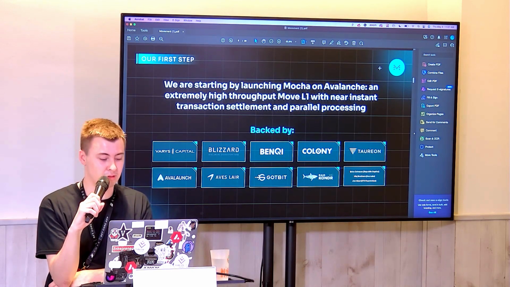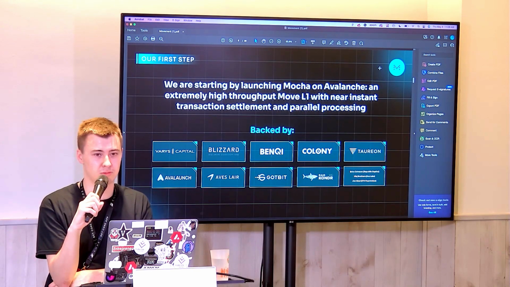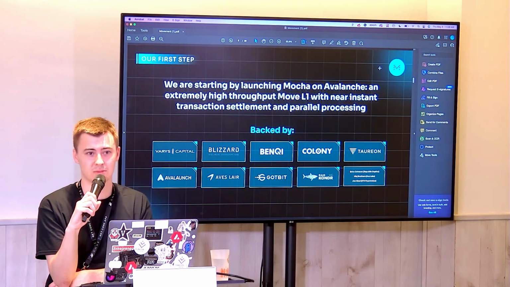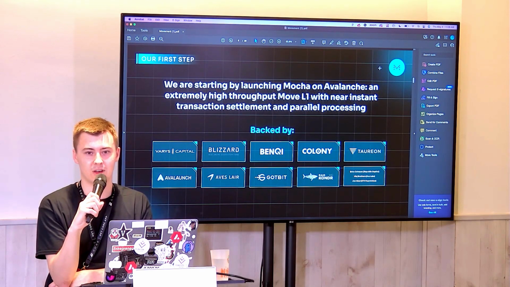What's powerful about Movement is that using subnets, we're able to scale horizontally by supporting multiple virtual machines in their respective ecosystems. So down the road, we're becoming a sort of melting pot of different VMs and ecosystems, all of which being based in Avalanche.